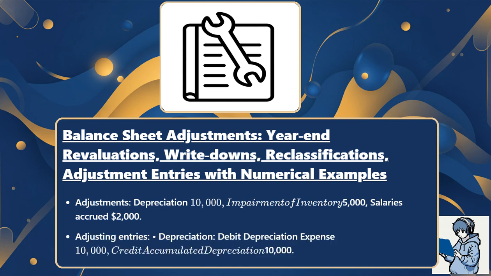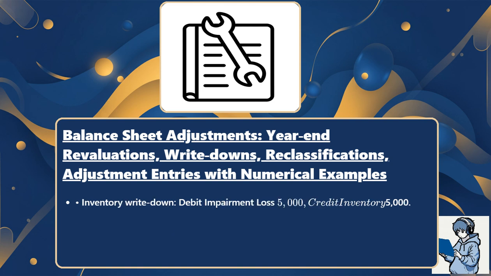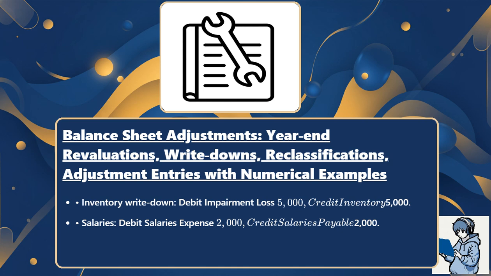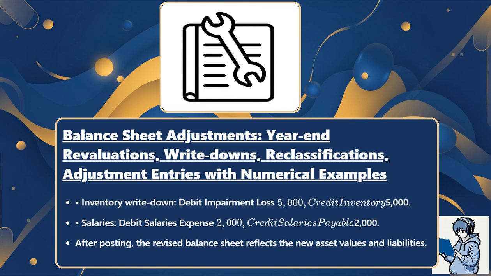Adjusting entry for depreciation. Debit depreciation expense $10,000, credit accumulated depreciation $10,000. Inventory write-down. Debit impairment loss $5,000, credit inventory $5,000. Salaries: debit salaries expense $2,000, credit salaries payable $2,000. After posting, the revised balance sheet reflects the new asset values and liabilities.